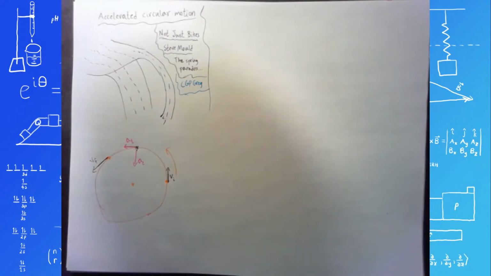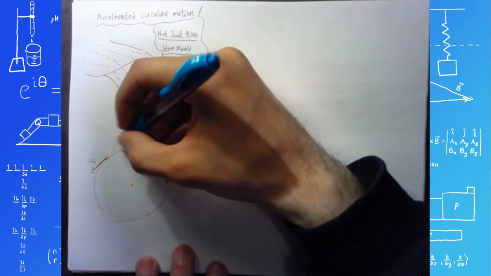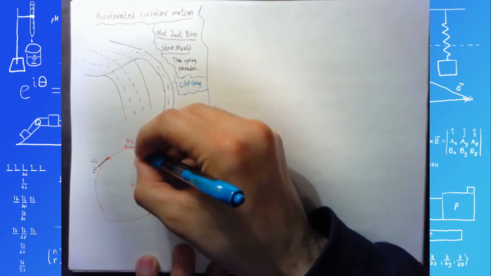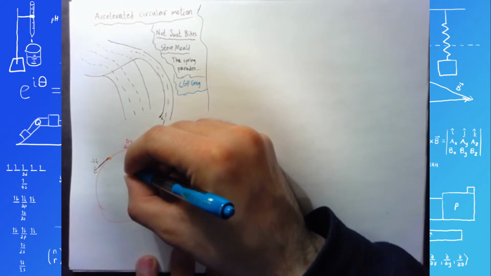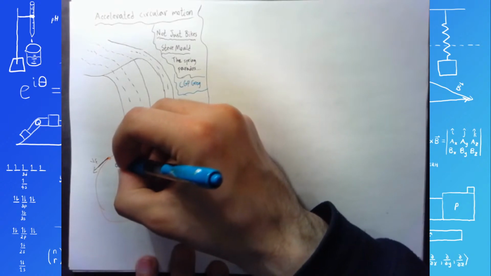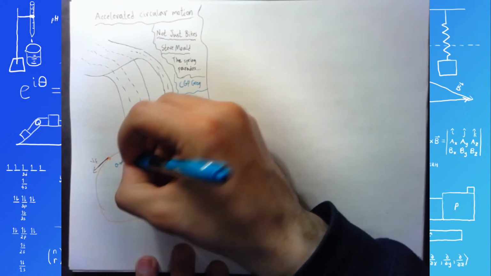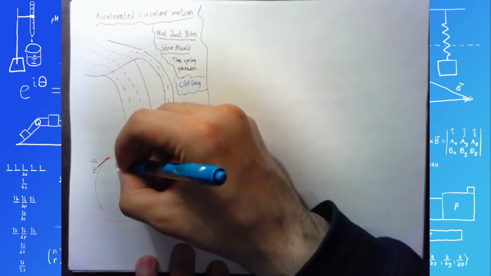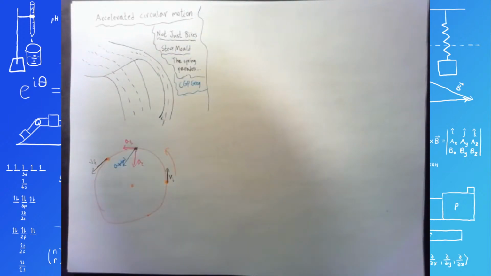And then you've got your total acceleration, which would be just the vector sum of these two. Your total acceleration would be this. So this is a total. That is not very legible, but it says total, I promise.